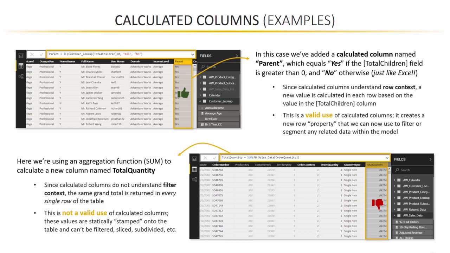We've essentially just taken that grand total and stamped it into the table in every single row. In doing so, we've created this static column of numbers that can't be filtered, sliced, or subdivided in any way. So for something like this, teaser alert, we're going to be using measures, the other important application of data analysis expressions. So let's quickly hop into our Power BI file and run through a quick demo for ourselves.